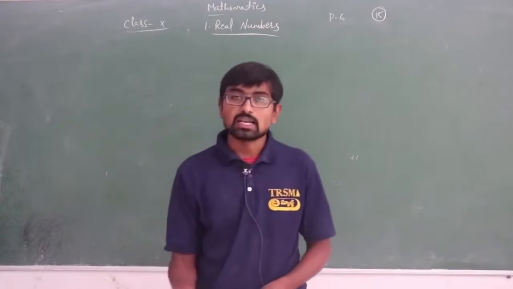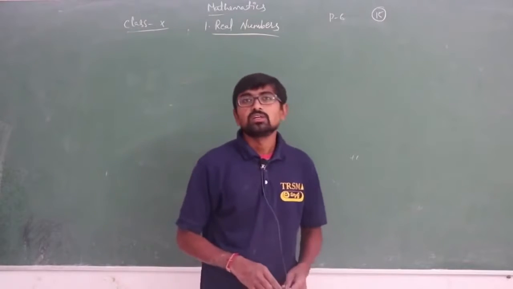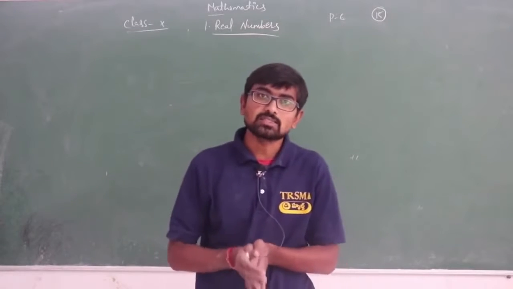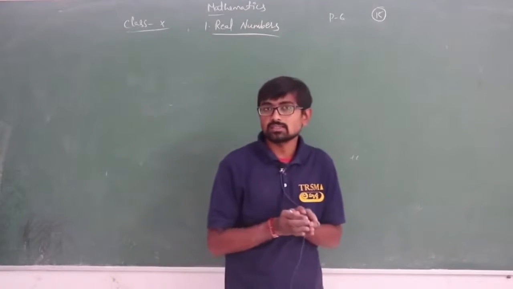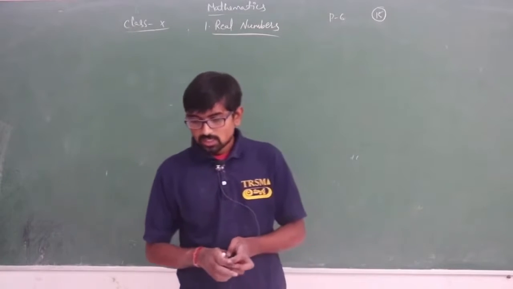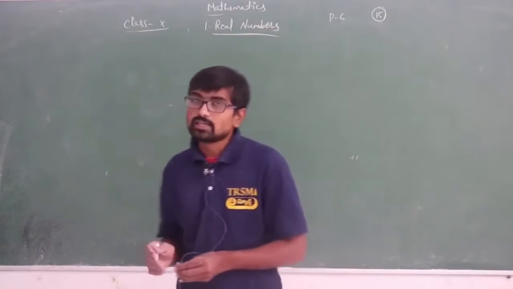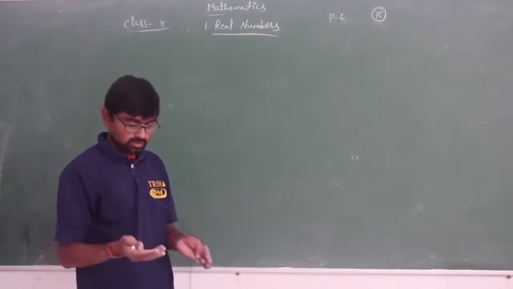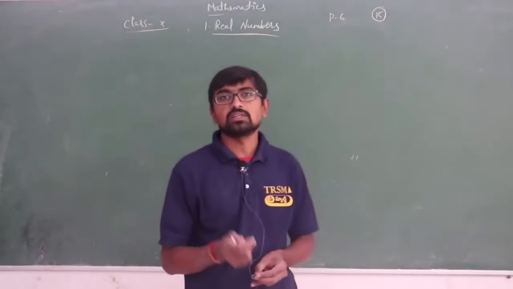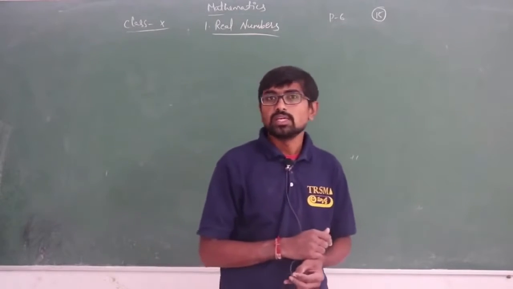In the last part of our last session, we started irrational numbers. The exercise we are going to do further depends upon irrational numbers. We have already discussed the definition of an irrational number: a number which can't be written in the form P by Q, where P and Q are co-primes.